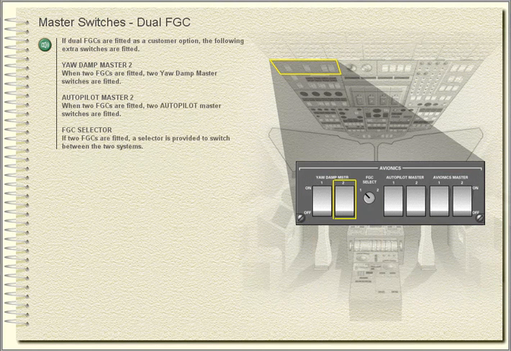Master switches, dual FGC. If dual FGCs are fitted as a customer option, the following extra switches are fitted. Yaw Damp Master 2. When 2 FGCs are fitted, 2 Yaw Damp Master switches are fitted. Autopilot Master 2. When 2 FGCs are fitted, 2 Autopilot Master switches are fitted. FGC Selector. If 2 FGCs are fitted, a selector is provided to switch between the two systems.